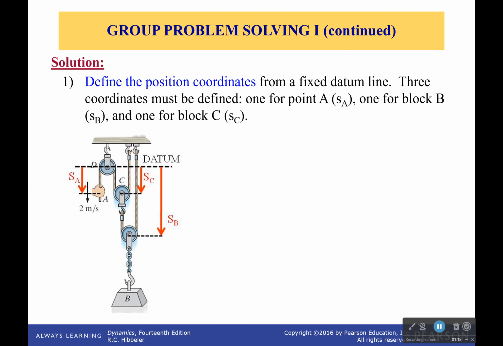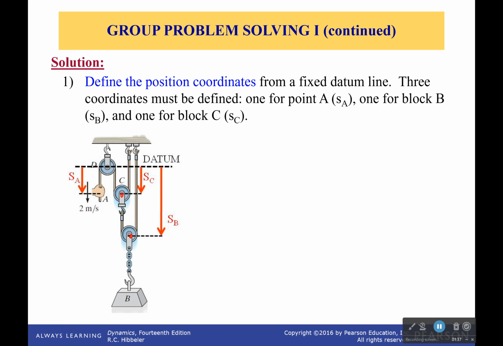So, like I said, we have to write those two position equations. But before we can do that, we're going to have to define our position coordinates. We have 3 different pulleys and 3 different points that are moving. So pulley C moves, pulley B moves, and the end of the rope A moves.